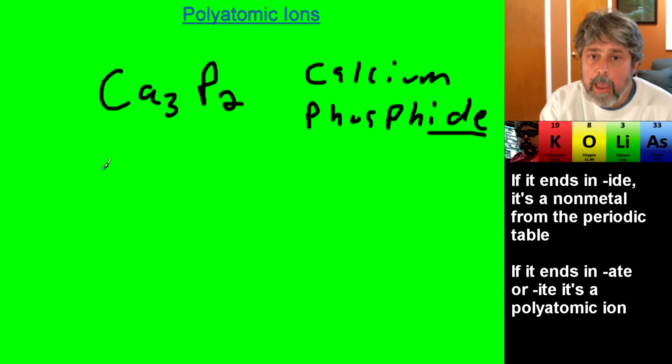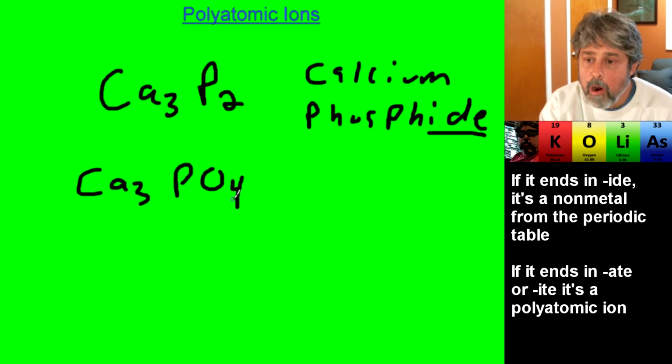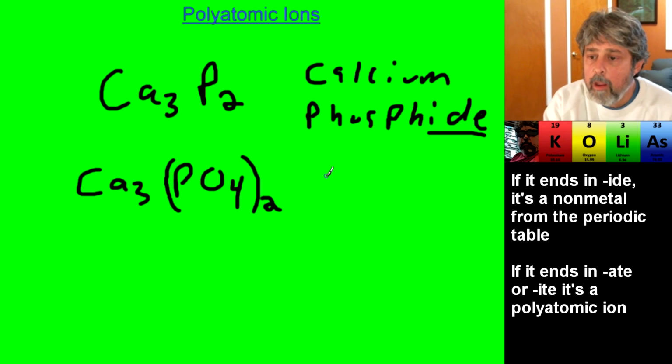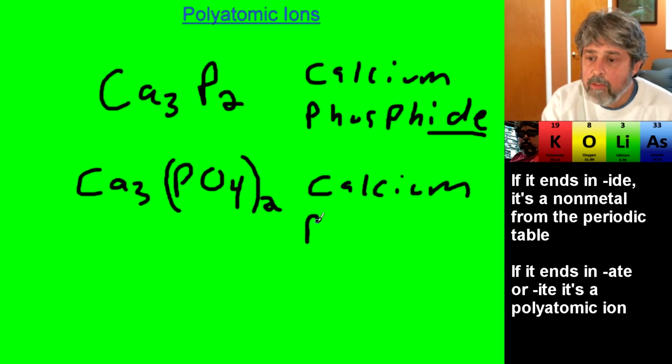So let's look at calcium phosphate. That would be Ca3PO4, because the PO4 is the phosphate ion, and we'll cross that 2 over there. This is calcium phosphate.